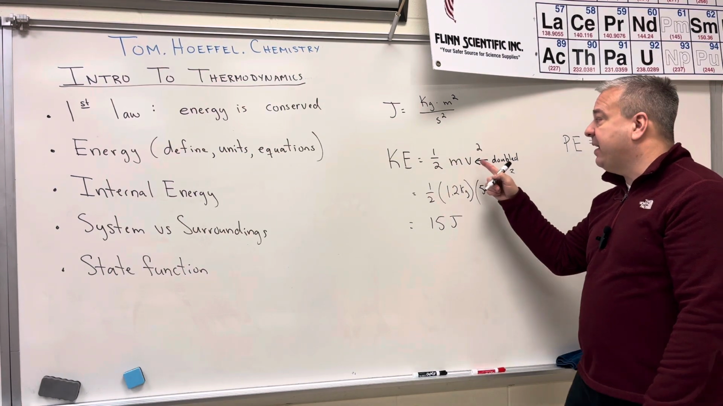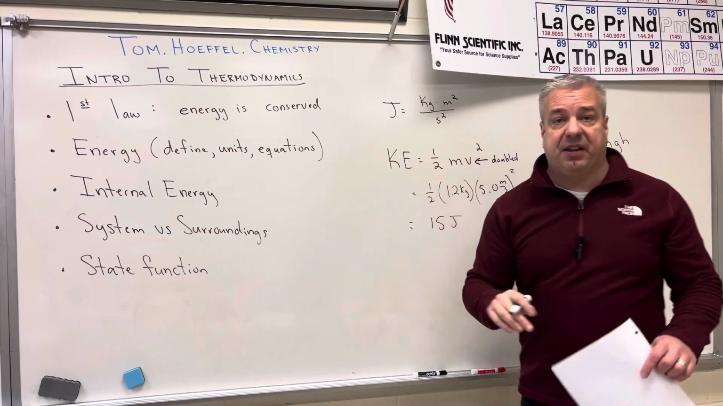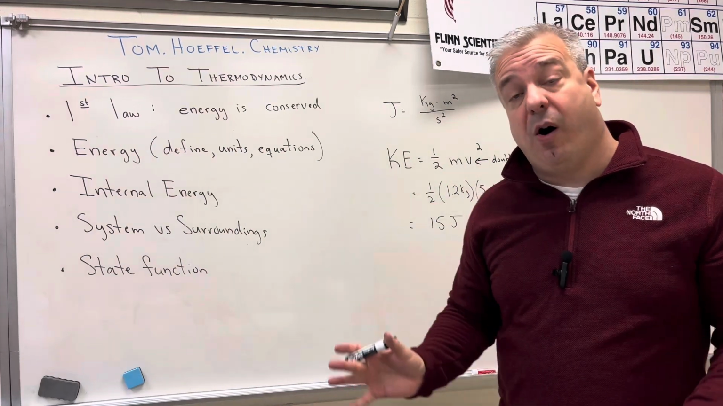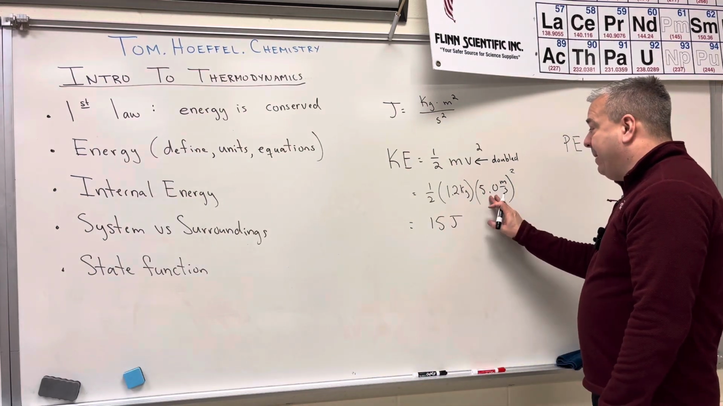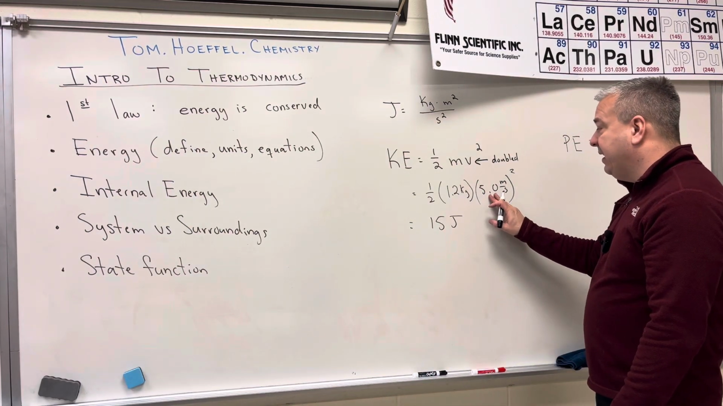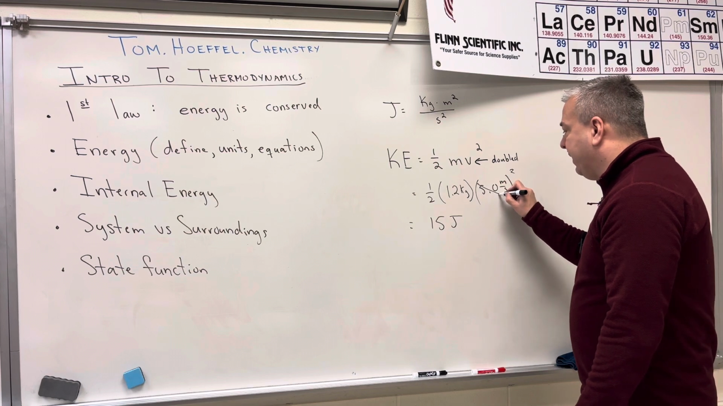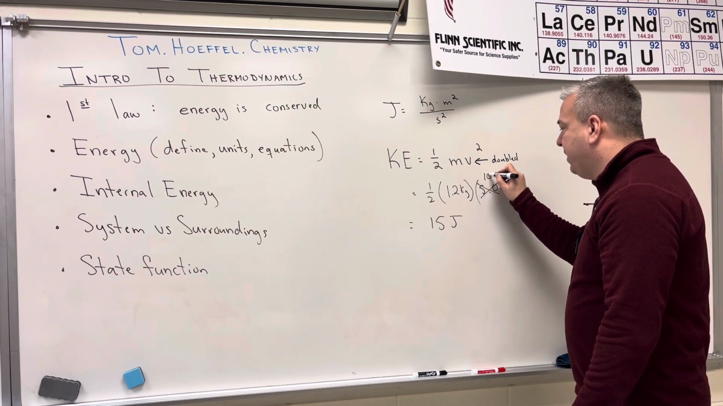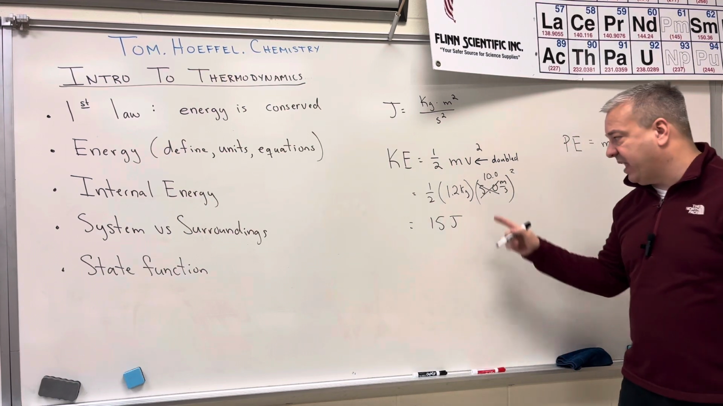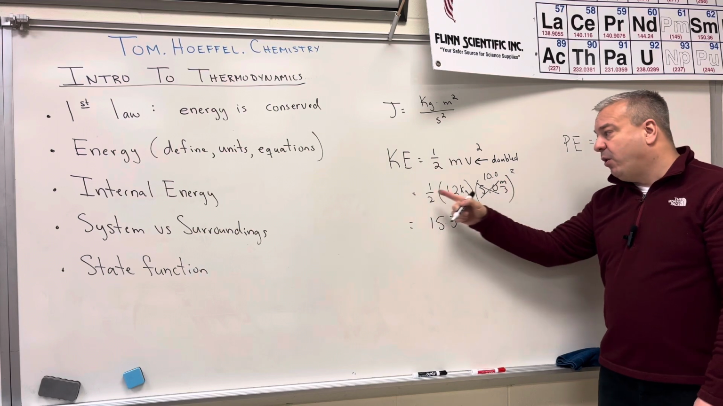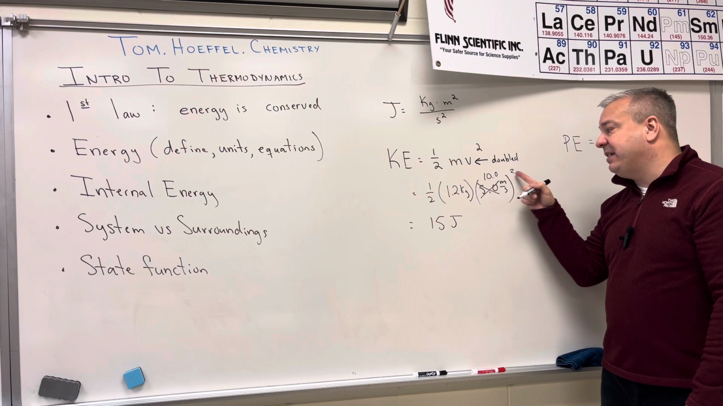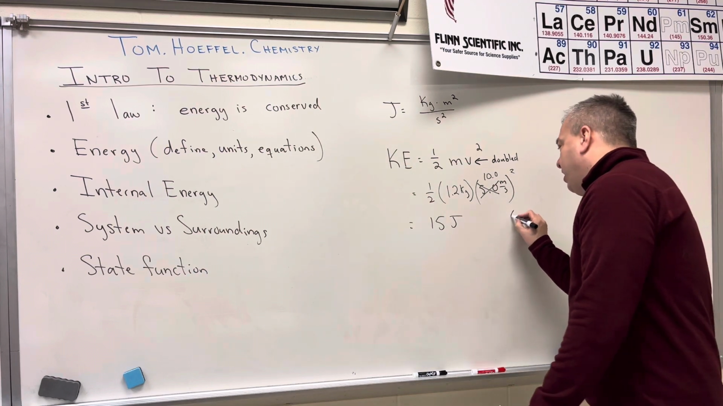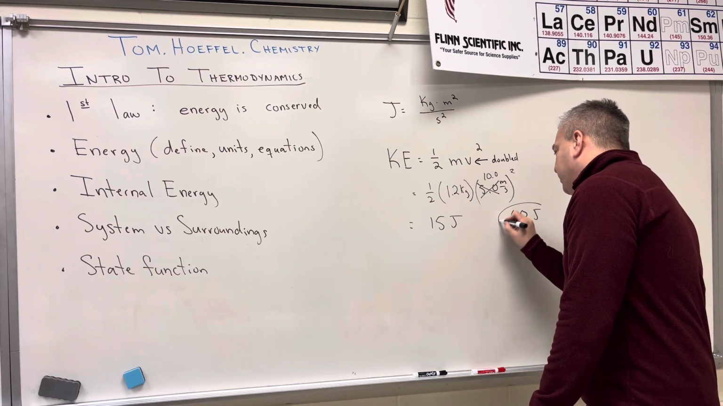Well, some people think that if you double the velocity, you double the kinetic energy, and that is the wrong answer. So let's go ahead and figure out what would happen if we doubled the velocity. Instead of 5, what if we put 10 meters per second? That would be doubling it. Well, 1/2 times 1.2 times 10 squared is actually going to come out to 60 joules.